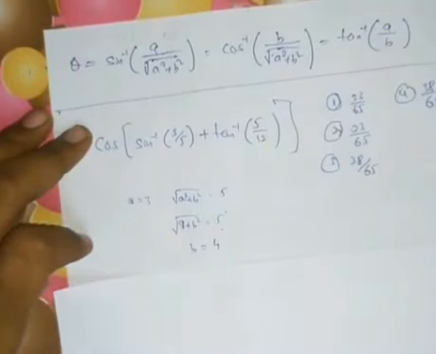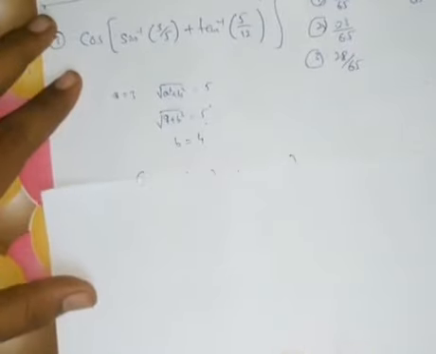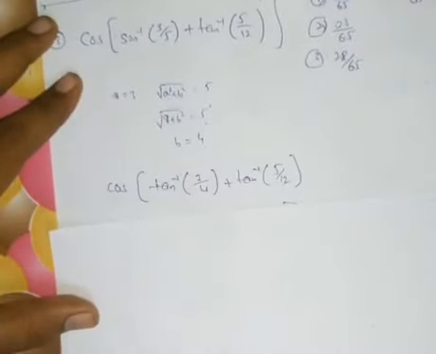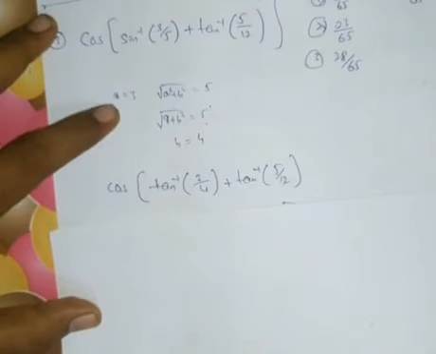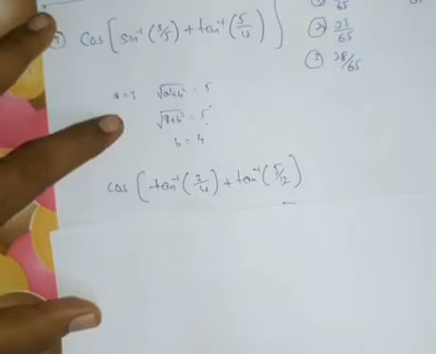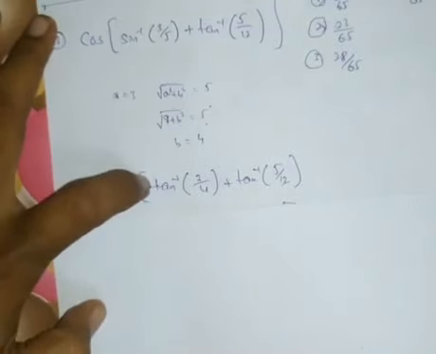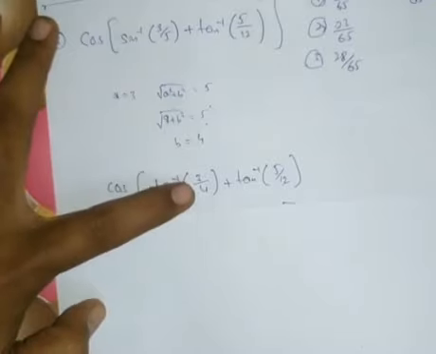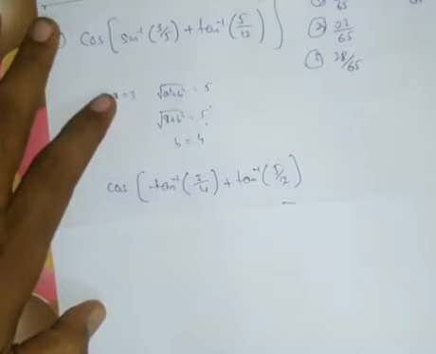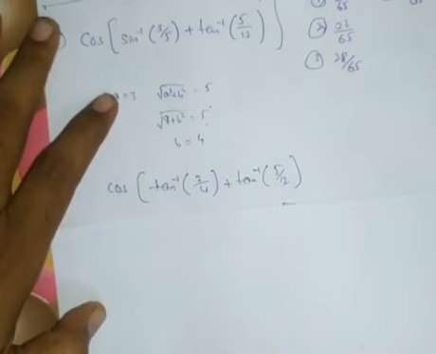So sin inverse of a by under root a square plus b square can be written as tan inverse of a by b. We took a as 3 and we got b as 4, so directly writing tan inverse of a is 3 and b is 4. By looking at this, it is the tan inverse x plus tan inverse y formula.